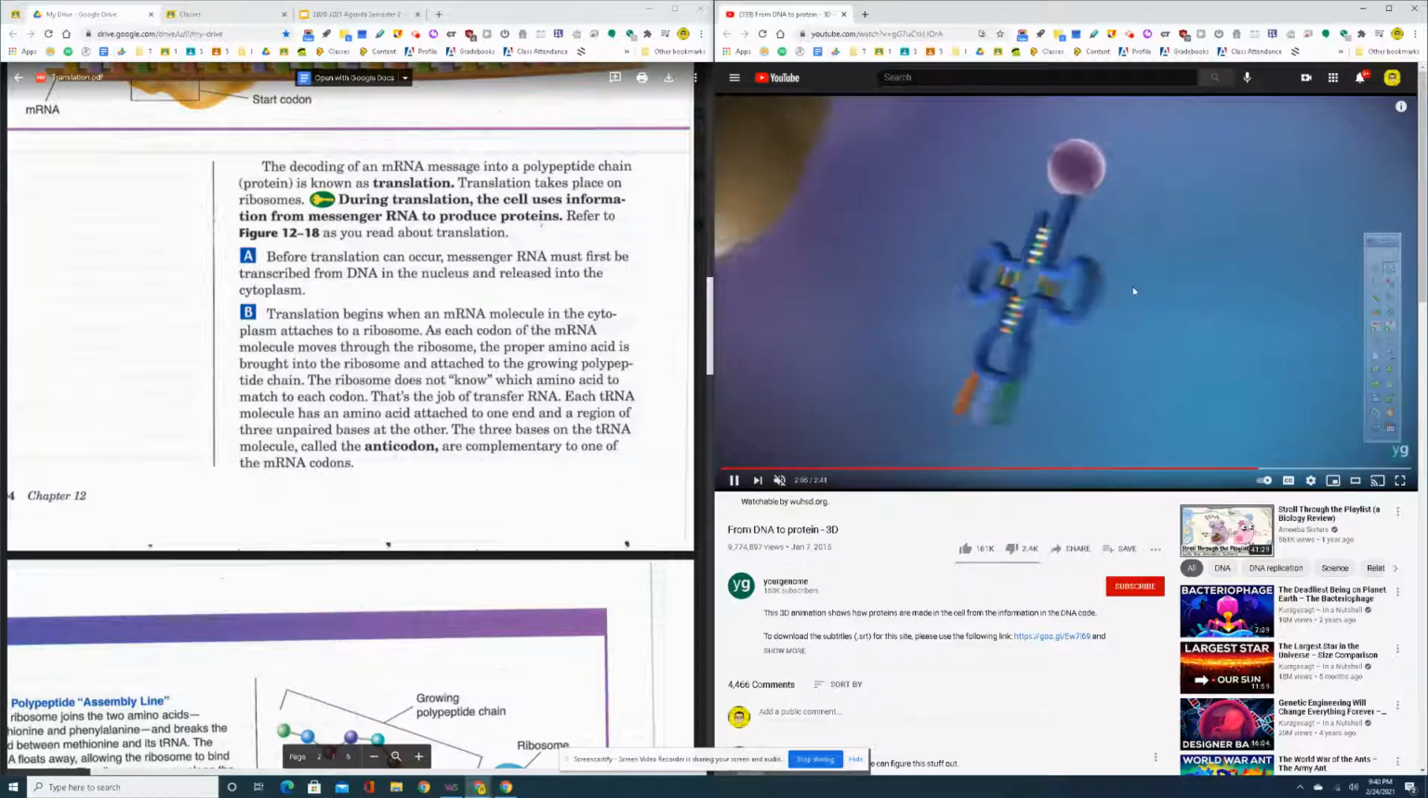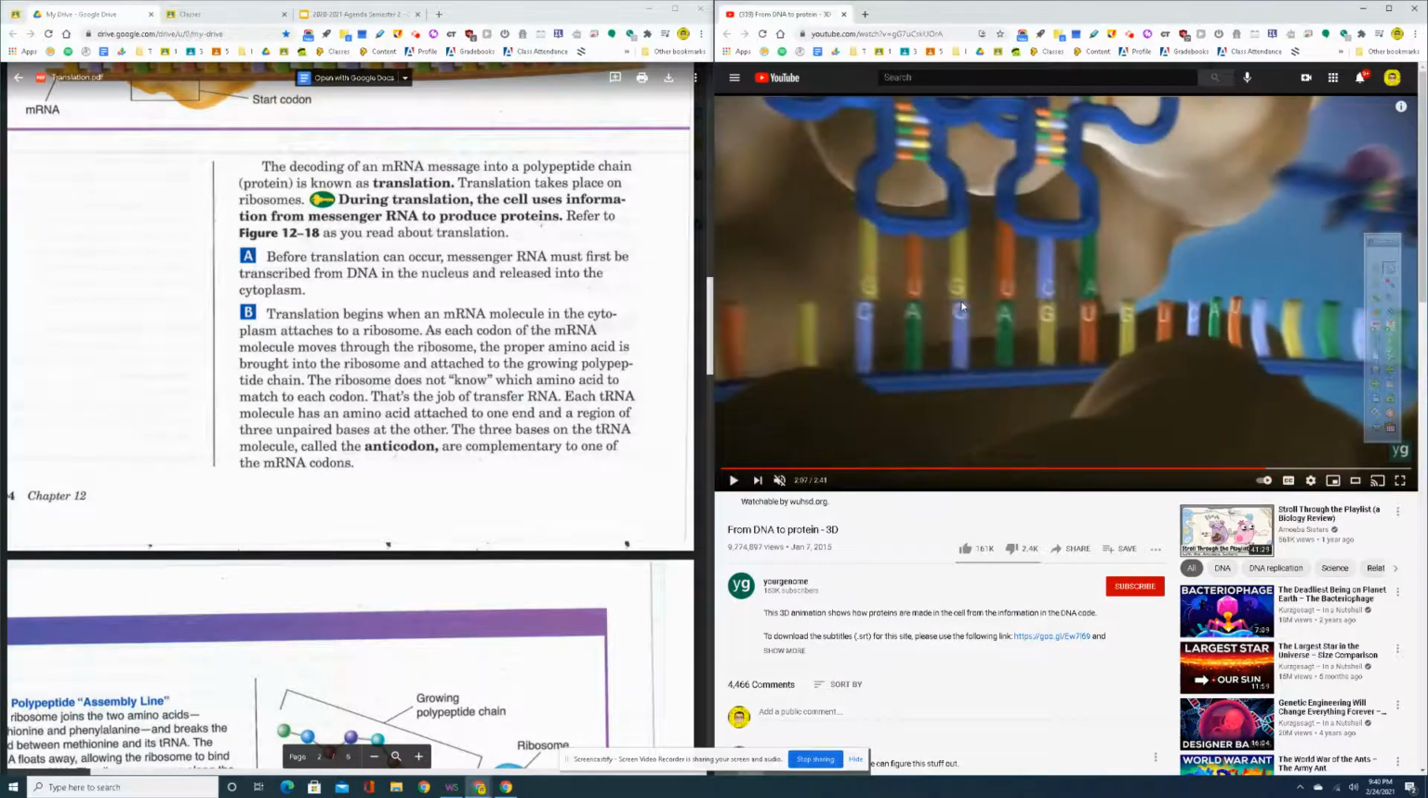What happens is the tRNA brings the amino acid, and if you notice, UCA is a match to AGU, to this codon here, right? These anticodons and codons have to match. If they don't match, then the ribosome won't connect the amino acids that are attached to each other. So let's continue. So that's the job of the tRNA.